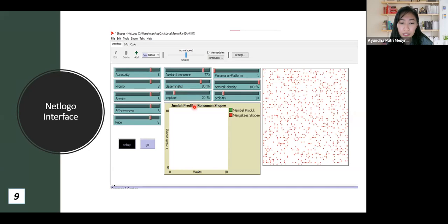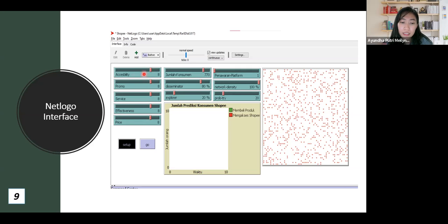And explorers were obtained from respondents who conduct further search, as much as 20%, with the same value as probe. The network density shows the population in the system, and there is only one sales platform offering to access, Shopee. In addition, variations are made on the parameters used by shifting the sliders in NetLogo, which functions to determine the effect of parameters on products at Shopee.